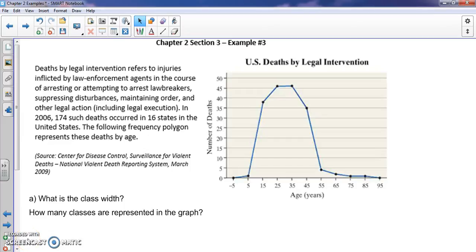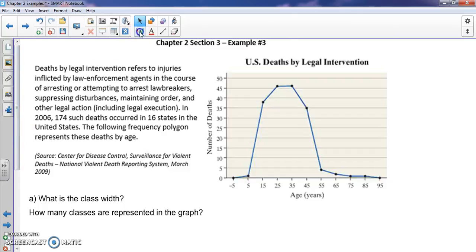Let's look at an example of actually reading a frequency polygon. So we have deaths by legal intervention, which refers to injuries inflicted by law enforcement agents in the course of arresting or attempting to arrest lawbreakers, suppressing disturbances, maintaining order, and other legal action including legal execution. In 2006, 174 such deaths occurred in 16 states in the United States. The following frequency polygon represents these deaths by age.